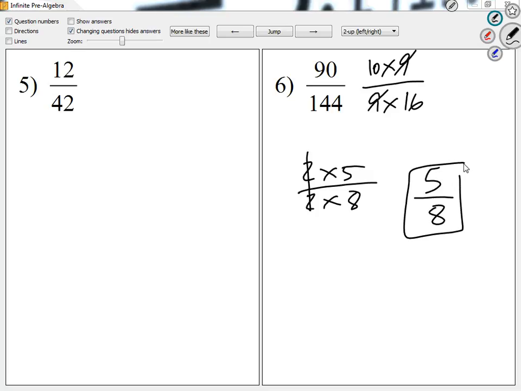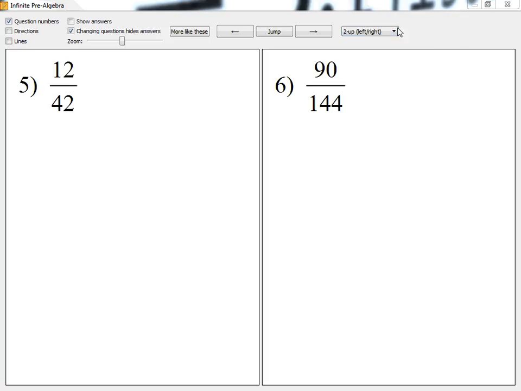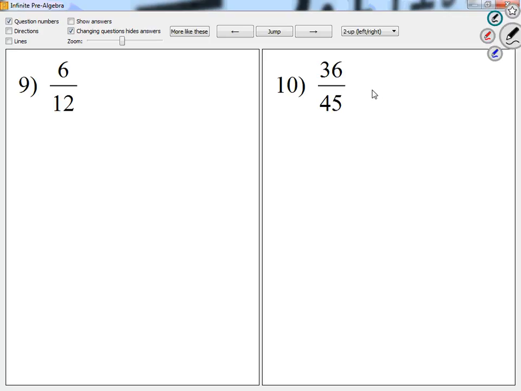Any other questions for the first 10? Number 10? Alright, looking at number 10, give me two numbers that multiply equals 36. 6 and 6. Alright, we can start it that way. Give me two numbers that multiply equals 45. 5 times 9.